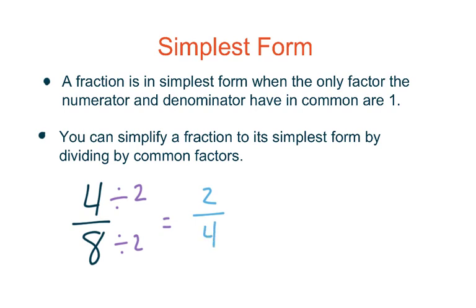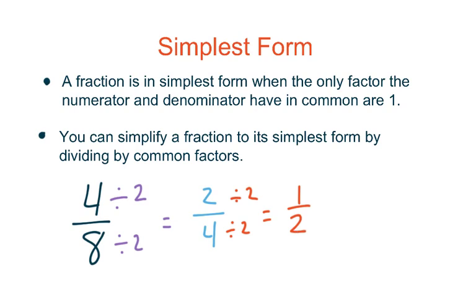Now here we have two more even numbers. The number 2 and the number 4 are both even, so they both have factors of 2. 1 times 2 gets me 2, and 2 times 2 gets me 4. So I can go ahead and simplify this even further by dividing by 2. And when I do that, I'm left with 1/2.